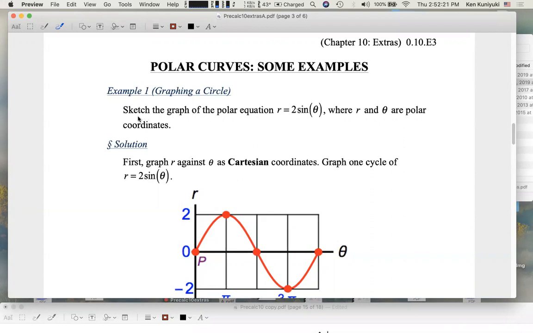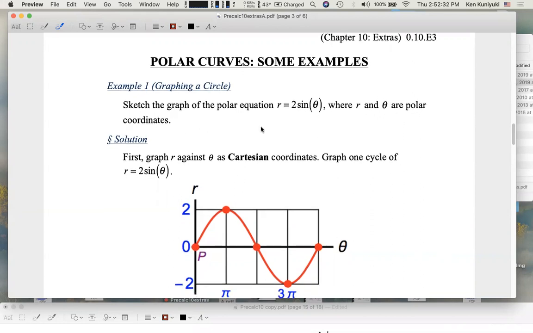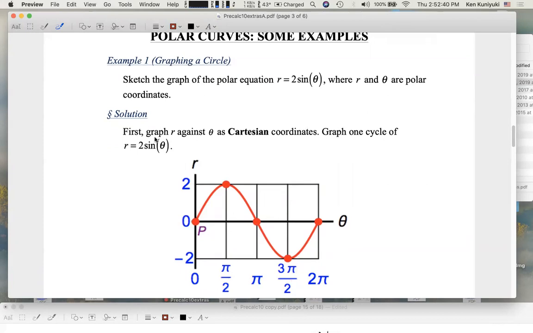But for right now, in example 1, let's sketch the graph of the polar equation r equals 2 sine of theta, where r and theta are polar coordinates. Now first, I think it helps a lot to graph these as Cartesian coordinates, where r is like the y coordinate and theta is like the x coordinate. So I think it's helpful to first graph r against theta as Cartesian coordinates.